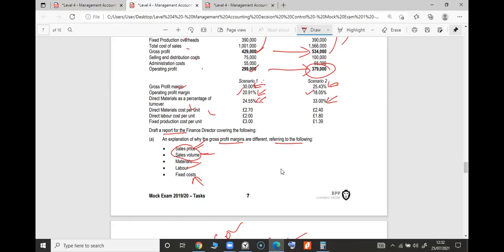Direct material cost per unit, there is no doubt scenario 2 is less. Whether for material cost per unit, labor cost per unit, or fixed production cost. Why? The simple answer is economies of scale. Why? Because you might be buying in bulk and you're getting some discount. So that's one reason, and you can bring in more.